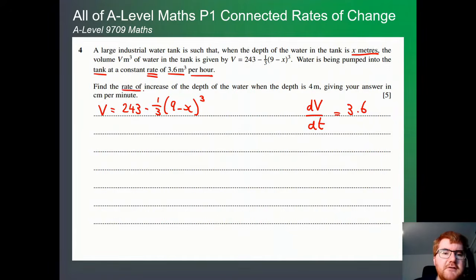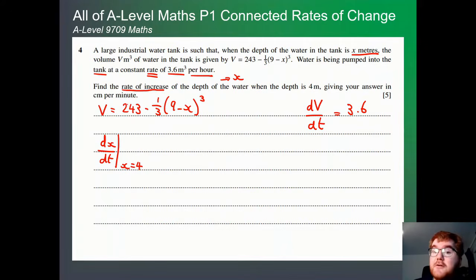We want the rate of increase of the depth of the water, so we're looking at x here, when the depth is 4 meters. Again, we're looking at the rate of increase, that's time involved, so we're looking for dx by dt when the depth is equal to 4. Okay, we do this in a very similar way.